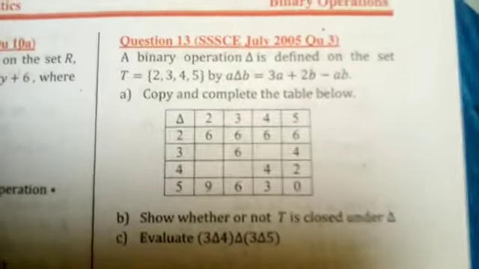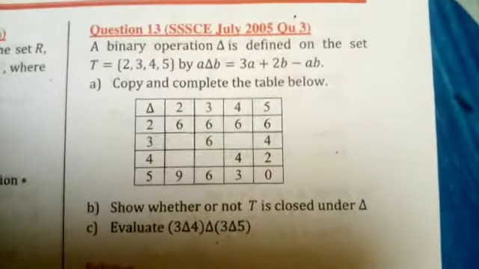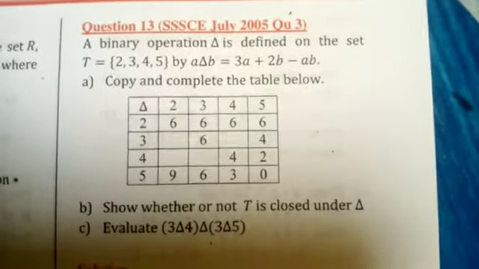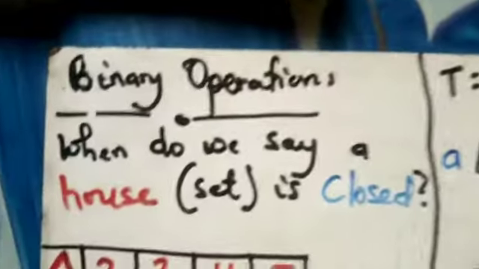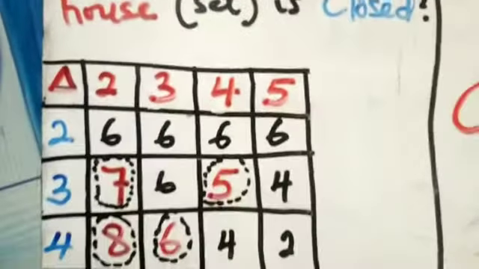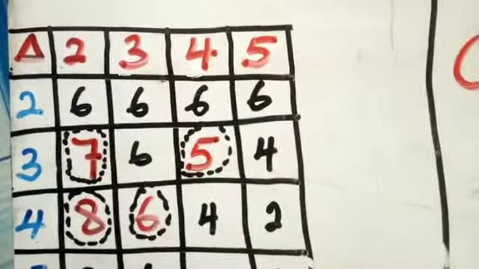We are going to copy that and complete it very soon. Then they say to show whether or not T is closed under the operation. And then finally you should evaluate that. So let's dive into the solution and see how best we can explain that. So here's the question, and here's the table.